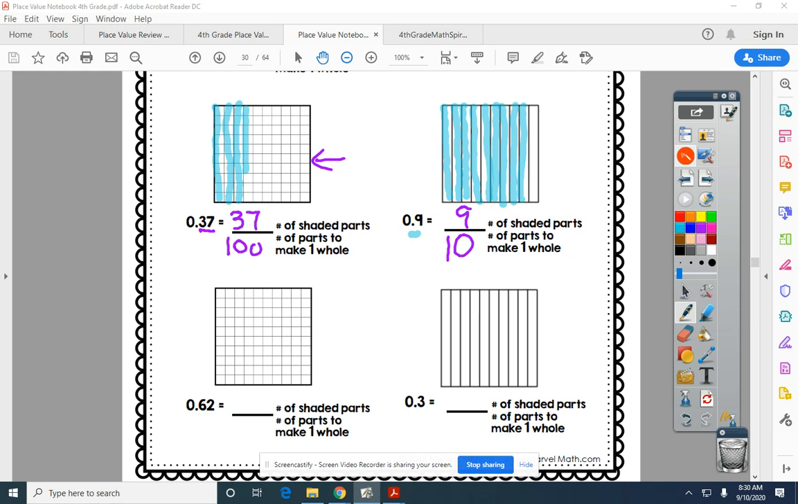Caleb, you want to do 0.62 on the board? Can I do 0.3? No. I don't let people do it that ask. Because then everybody just asks.